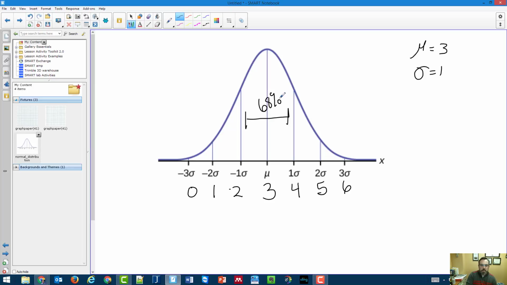There are going to be about 95% of the students between 1 and 5. And I think this is going to illustrate something: we don't have a very large sample size. I didn't even give you a choice to go up to 6.